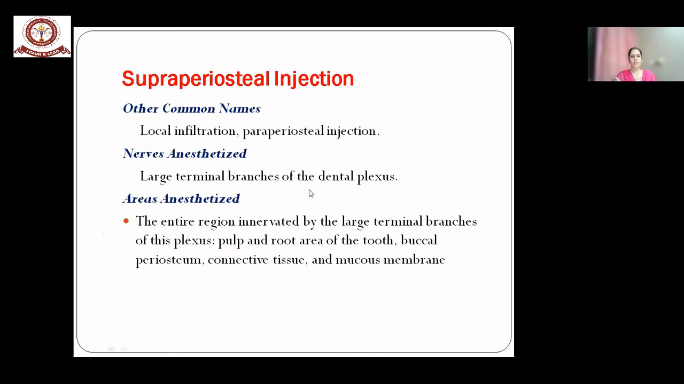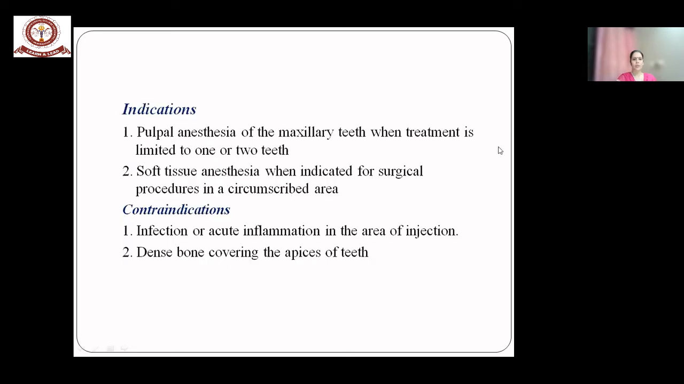So let's have a look at each individual technique. First and foremost is the supraperiosteal injection. The other common names are local infiltration or paraperiosteal injection. The nerves anesthetized are large terminal branches of the dental plexus. The area anesthetized is the entire region innervated by the large terminal branches of this plexus, that is the pulp and root area of the tooth, buccal periosteum, connective tissue, and mucous membrane.